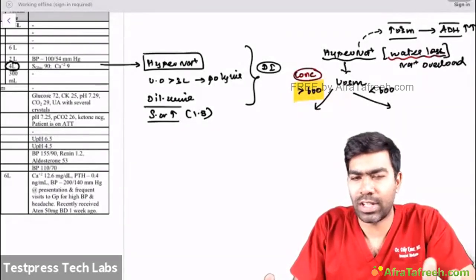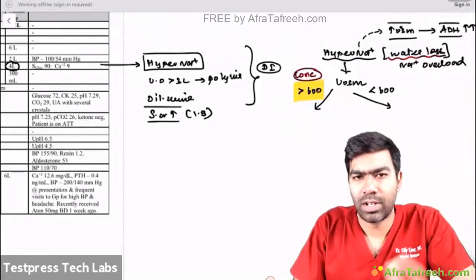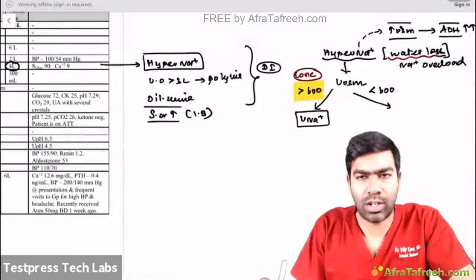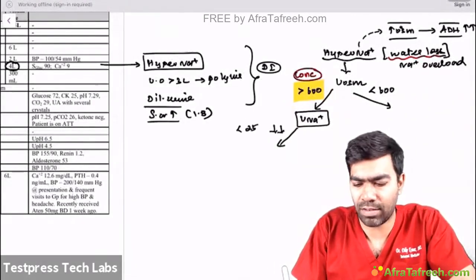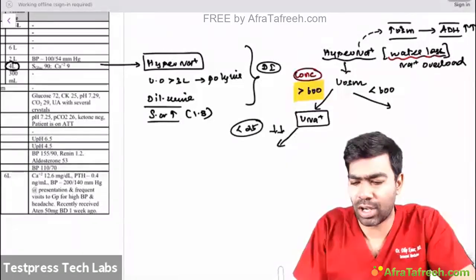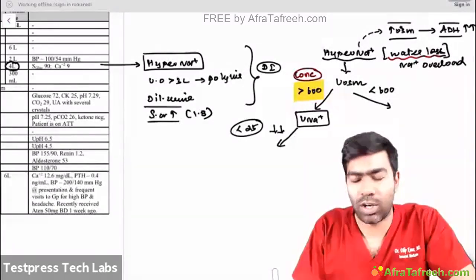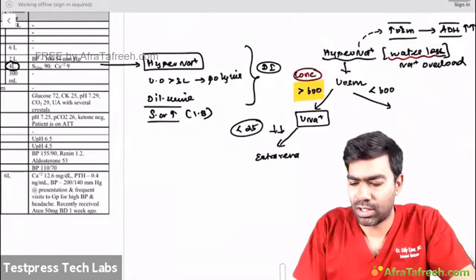To find out whether it is due to water loss or sodium overload, I need to find out the urinary sodium. So now the patient is passing concentrated urine, but still I need to see the urinary sodium. If the urinary sodium is very low, less than 25 for our basic understanding, I can suggest that this patient is not having urinary water loss, but on the other hand, he's having an extra-renal water loss.